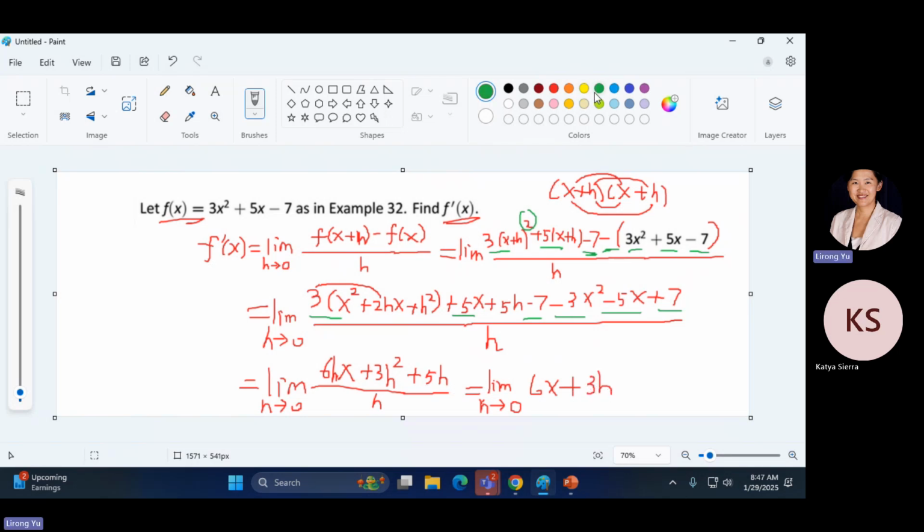And then the last one, we have 5h. The 5h will cancel this h. The h gets canceled, we have a 5, so plus 5. And then we're going to let h approach 0. The 3h is 3 times 0 because h is approaching 0. So 3h is 0. So after h approaches 0, we have no more h because h is equal to 0 now. So then the answer is 6x plus 5.